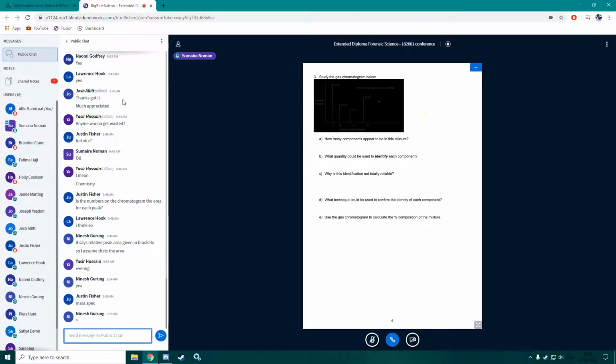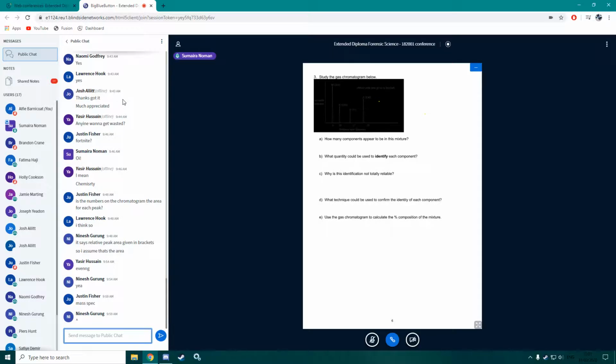Okay, and then E, some lovely person has put the answers on already. So if we look at E, use the gas chromatogram to calculate the percentage composition of the mixture. Thank you, Ninesh and Lawrence. We can see that it's given to you in the brackets on the side of each one. So the composition's already given to you. So you add them together and divide by the total. So we make the total first, which they've done here.